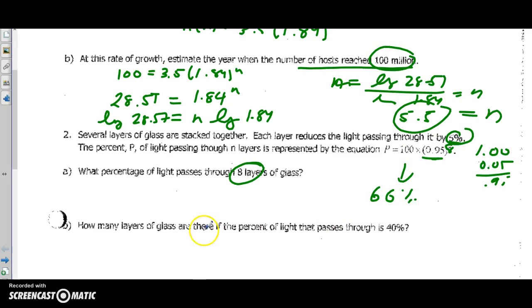Okay, and how many panes to get to 40%? Well, you set it up this way: 40 is equal to 100 times 0.95 to the n, I guess. Can't see anymore. N, I think.